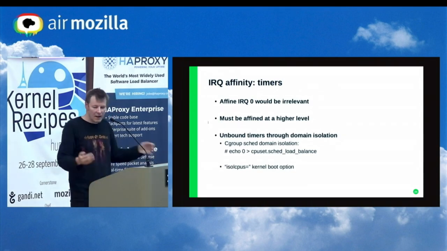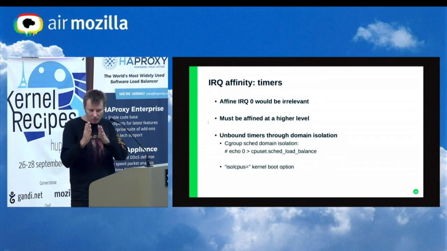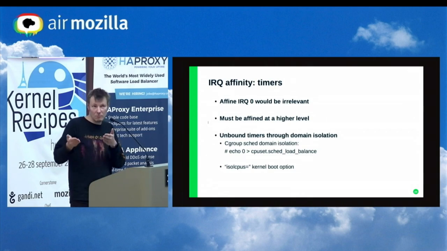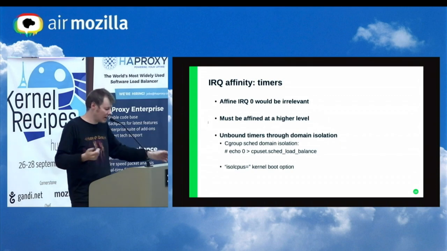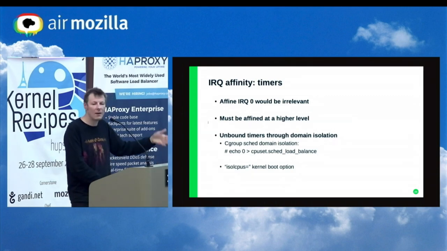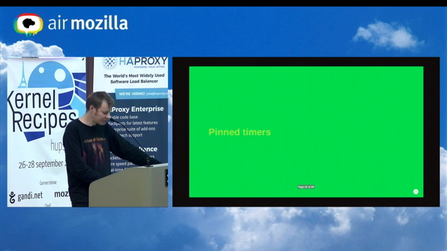So this domain isolation will move the timers, but it's going to move everything, actually. The timers, the workqueues, the tasks. So most of the time, it helps you isolate a CPU, but it doesn't isolate everything, actually. You still have to move the interrupt affinity, for example.